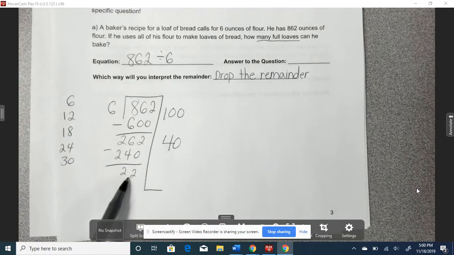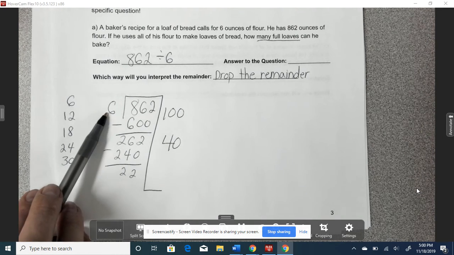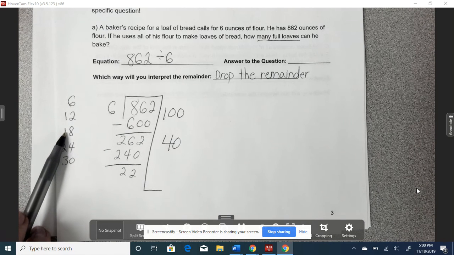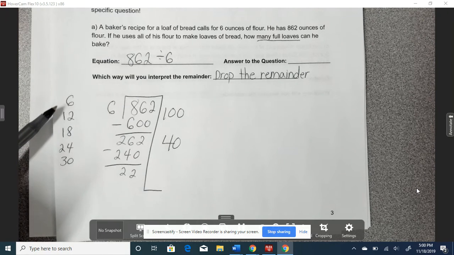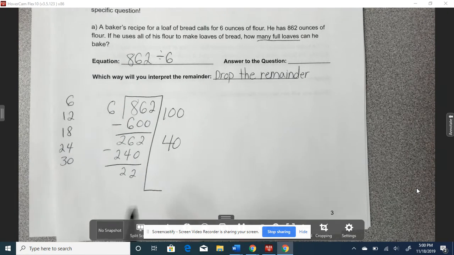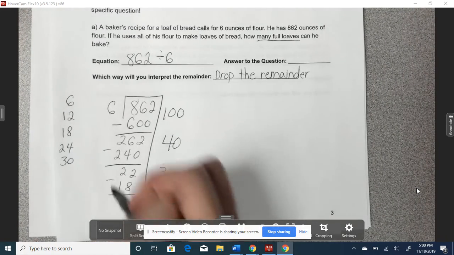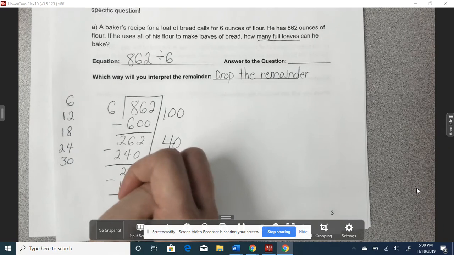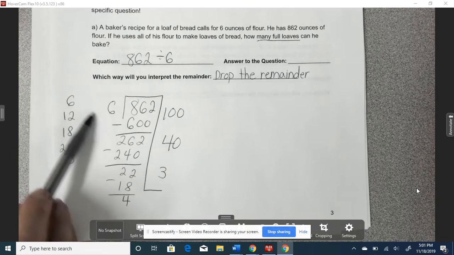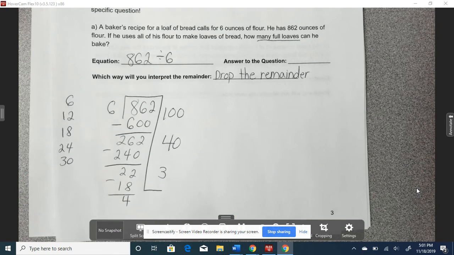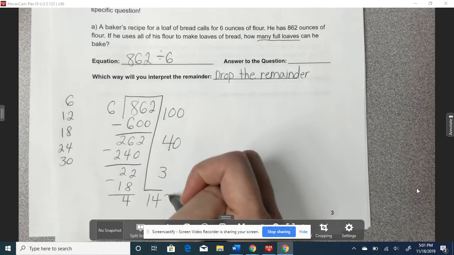Awesome. So now we have 22, and we're splitting that into 6 groups. We're seeing the closest we can get without going over, that's 18. So 18 is 1, 2, the third multiple of 6. So we're going to put 3 over here. 6 times 3 is 18. Subtract, 22 minus 18 is 4. Now 4 is smaller than our divisor, so 4 is going to be our remainder. Now we can add up these numbers here: 100 plus 40 plus 3 is 143.